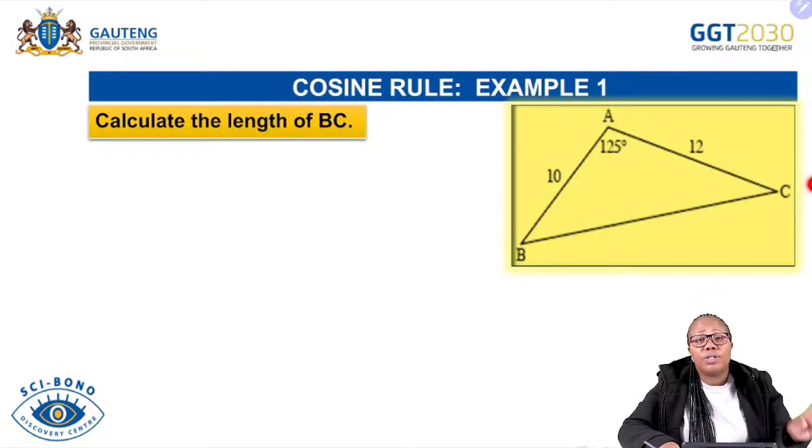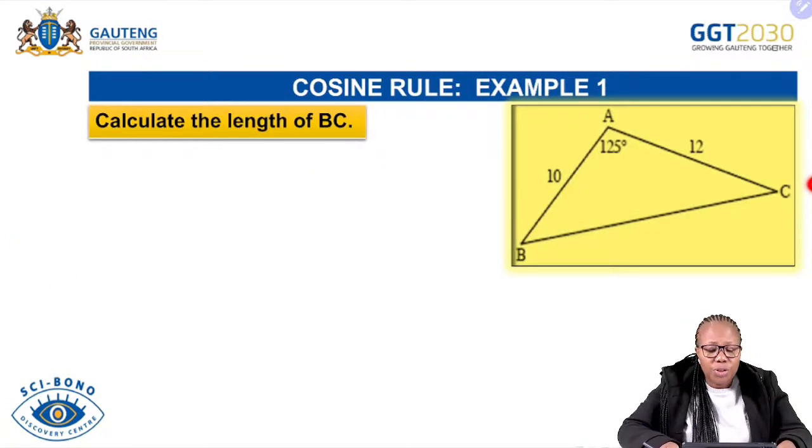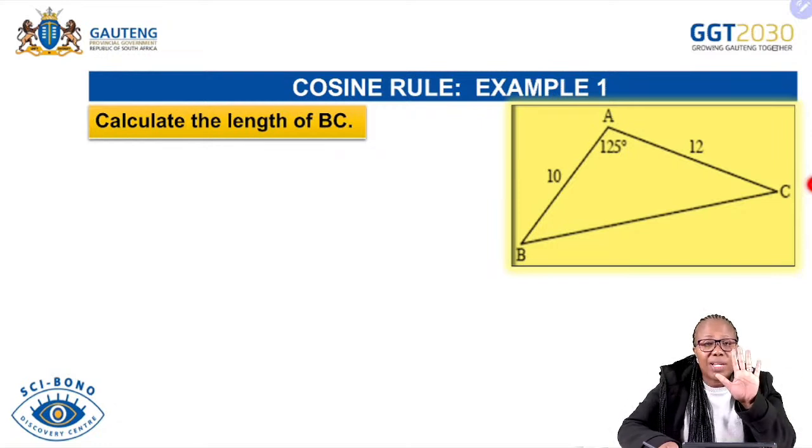Moving on to rule number 2, we are talking about the cosine rule now. And then calculate the length of BC. That is our question. Before we can calculate anything, you analyze the diagram. What is given to you?